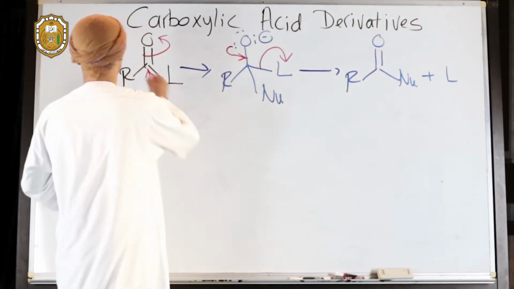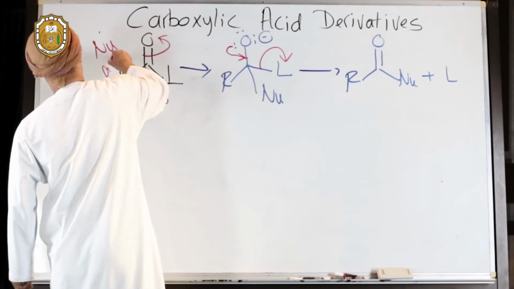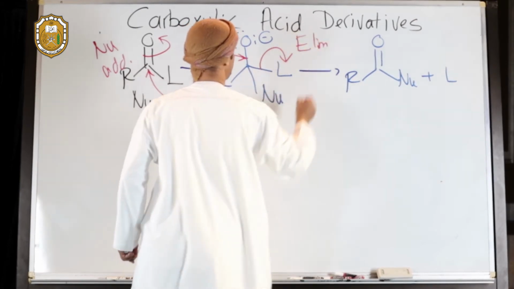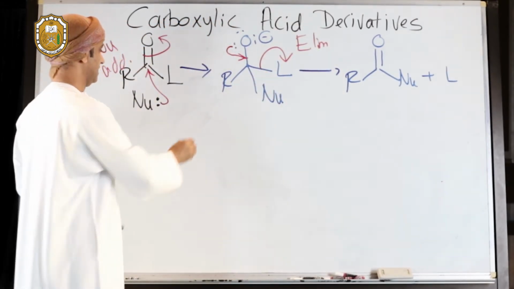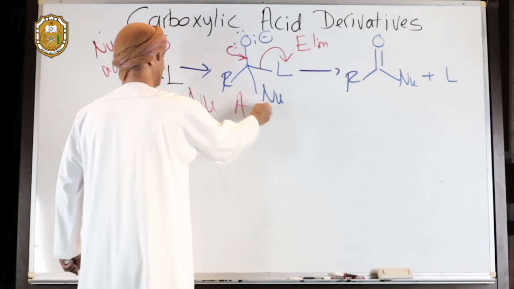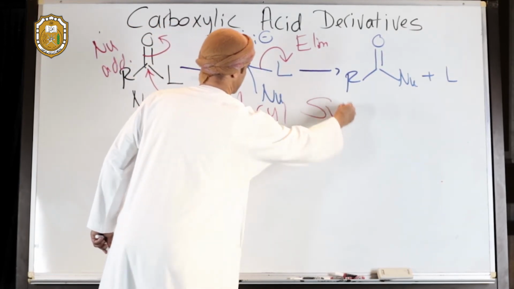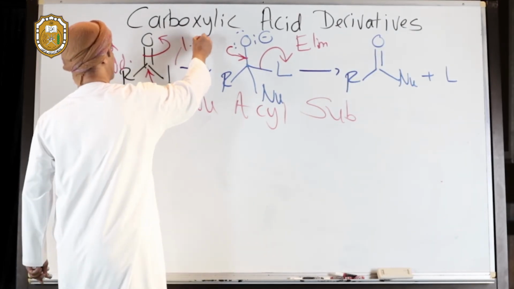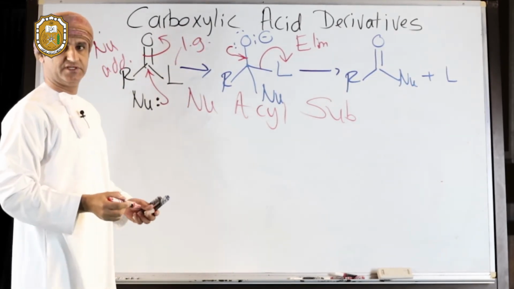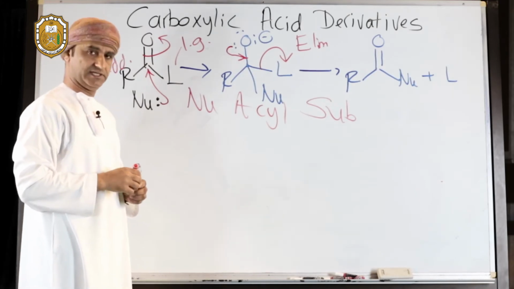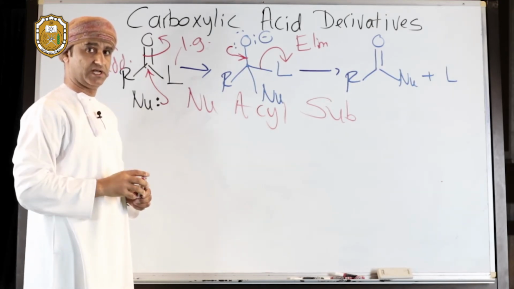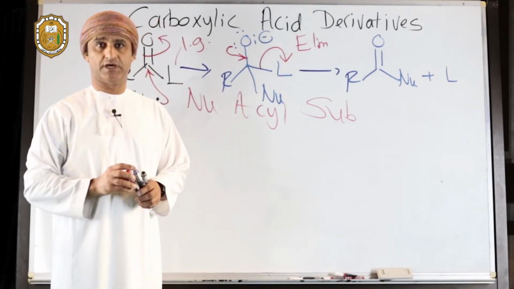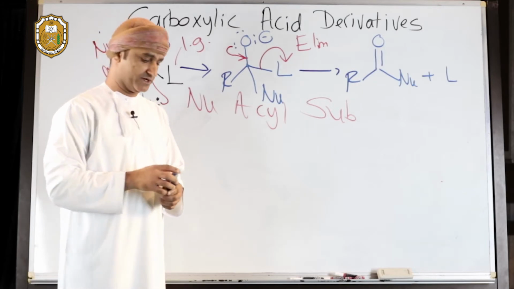This step is actually nucleophilic addition. This step is elimination. So the reaction overall is a nucleophilic acyl substitution reaction. That's because L is a leaving group, Lg if you like, a leaving group or a potential leaving group. This is an important class of the reactions of carboxylic acid derivatives.